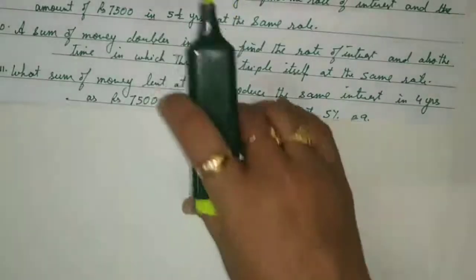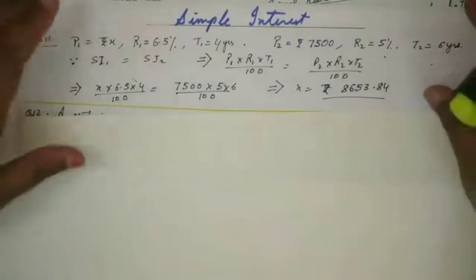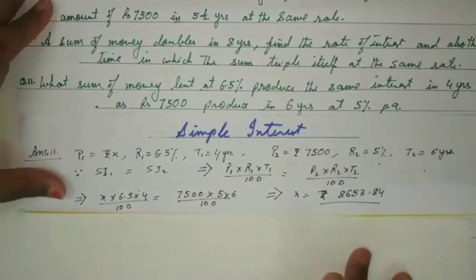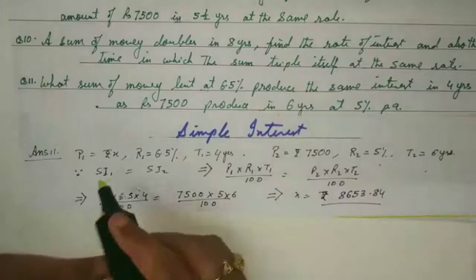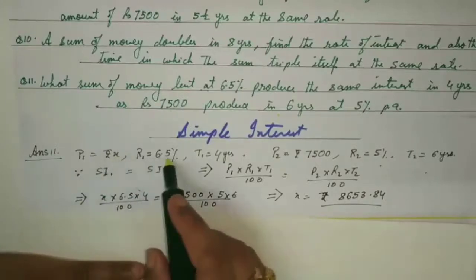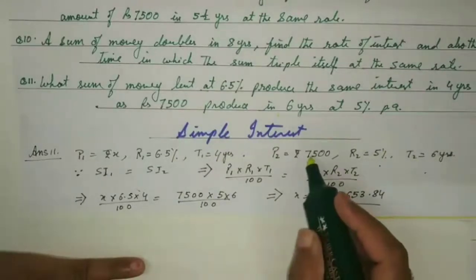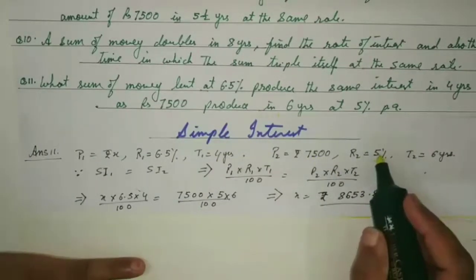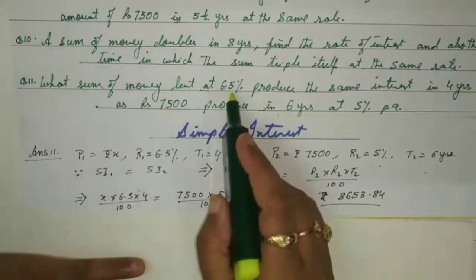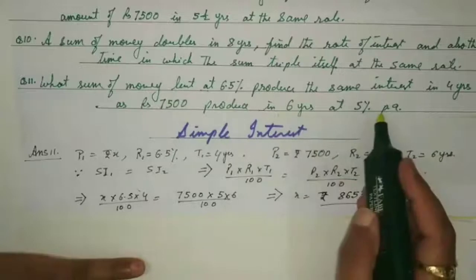Now here I have done it for you. This is the answer. So this is the question and this is the answer. Okay, it's easy for you, so I have put it in this form. So given is P1, let it be rupees x, rate 6.5%, time is 4 years. In the second half, P2 is 7,500, rate 5% and time is 6 years. See, particular money, let it be x, 6.5% rate, 4 years time. The second part, 7,500, 6 years and 5%.